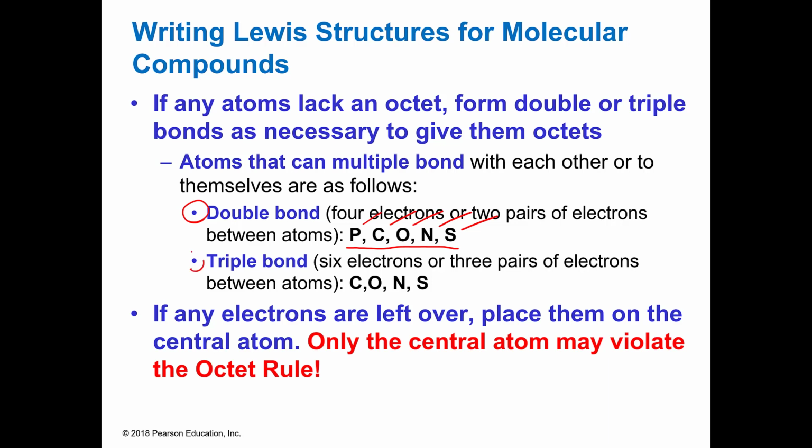Then the triple bonds can be formed by the CONS: carbon, oxygen, nitrogen, and sulfur. So double bonds are PECONS, triple bonds are just CONS. Only the central atom can violate. So if you have any left over, even if it's going to be more than 8 on the central atom, that's where they're going to go. If you follow these rules, you can write the Lewis structure for anything.